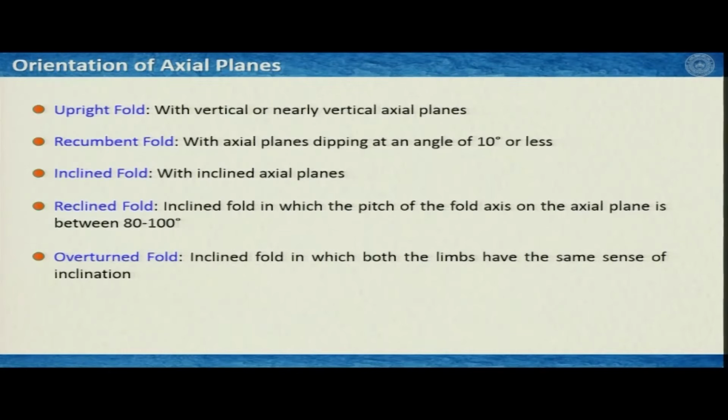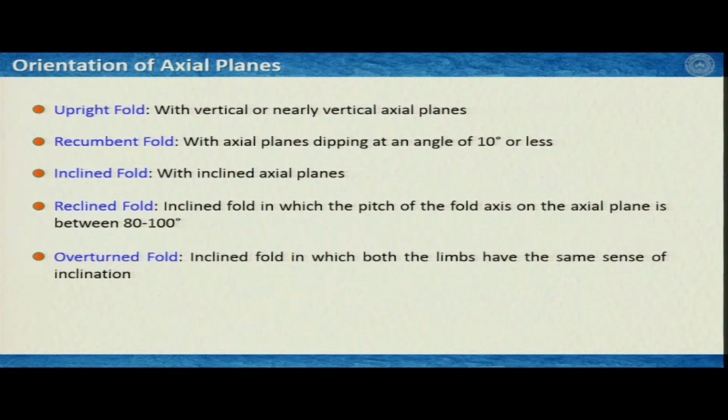Now let us have a look at how we classify the folds based on the orientation of axial planes. A number of terminologies we will be using here. The first one is upright fold, with vertical or nearly vertical axial planes. The second one is recumbent fold, with axial planes dipping at an angle of 10 degrees or less, or you can consider the axial plane is sub-horizontal or horizontal. The inclined fold is anything in between upright and recumbent fold. That means the fold axial planes are inclined.